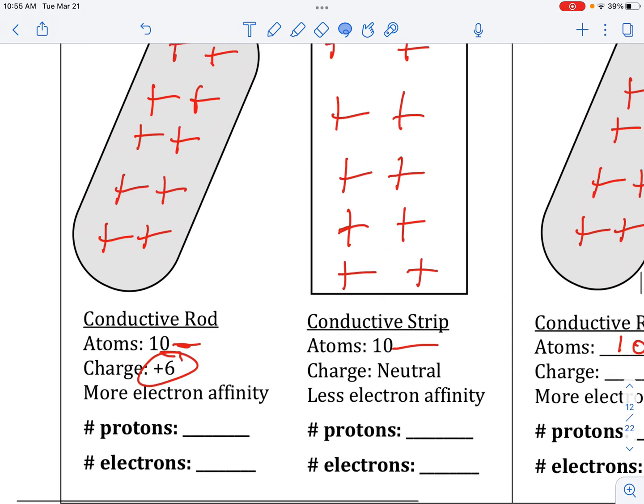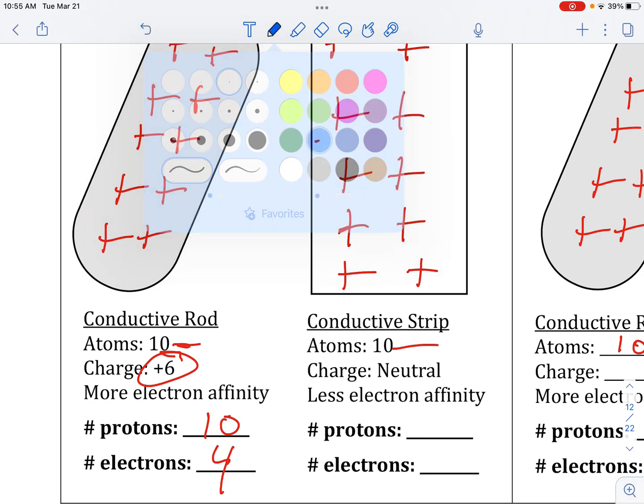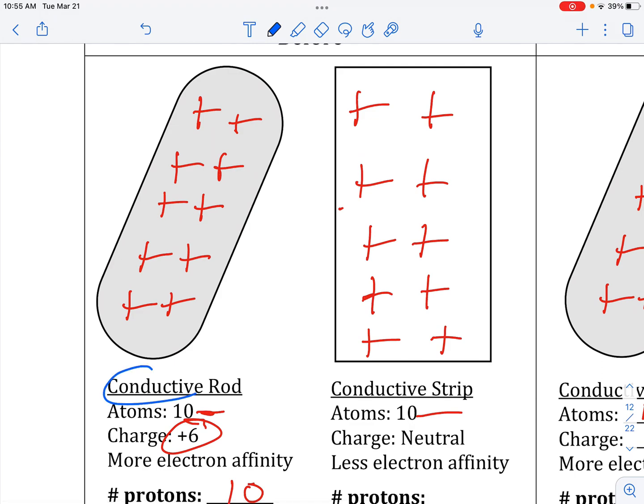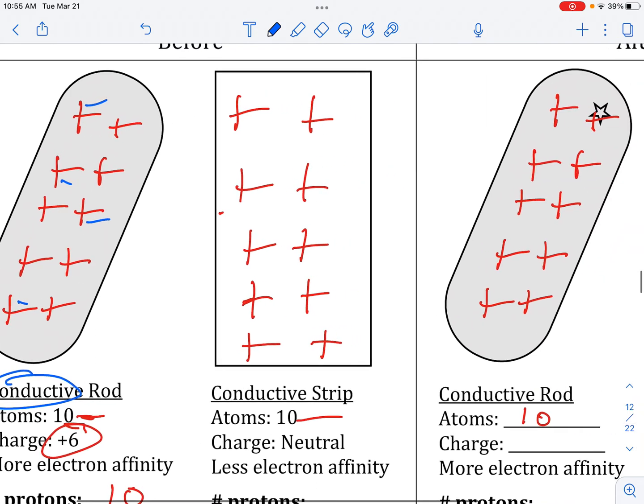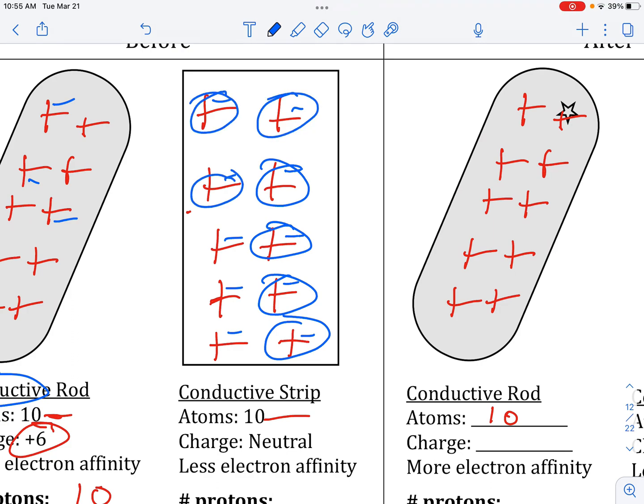Now we've got a charge of positive 6, which means because we know we've got our 10 atoms, we've got 10 protons, but we've only got 4 electrons. So let's go ahead and give it 4 electrons. Let's make them a different color so it's easier to see. Okay. It is a conductor, so we'll spread them out. So let's go like 1 here, 2, 3, 4. And this guy's neutral, so we'll give each one an electron. And all the ones that have 1 proton and 1 electron, we circle. So we'll circle all of those. Circle these guys.